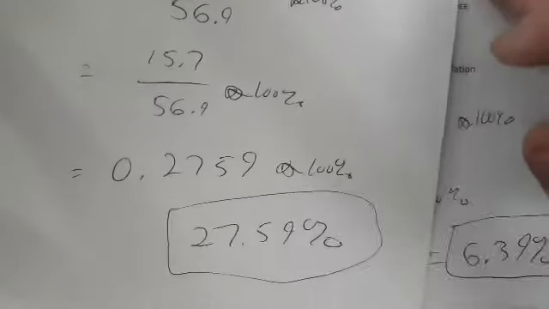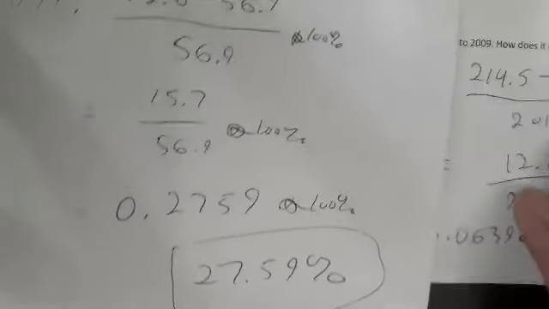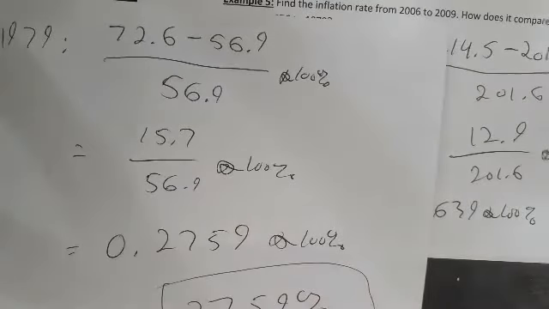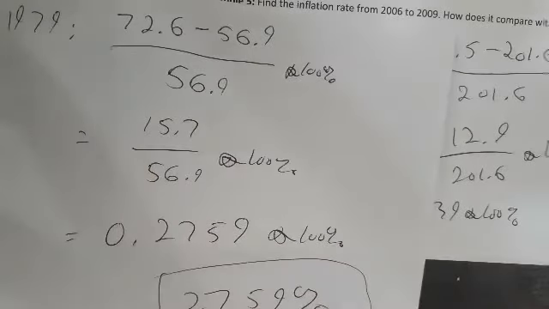I don't have them both on here. There we go. These were the two numbers we were talking about. This was from 2006 to 2009. This was from 76 to 79. So what do we notice? Probably the rate of inflation from 76 to 79 is going to be a lot larger. If you look at their absolute change, it's 12.9 and 15.7. But this one we're dividing by about 200, and this one we're going to divide by about 50, so this one would be a lot larger.